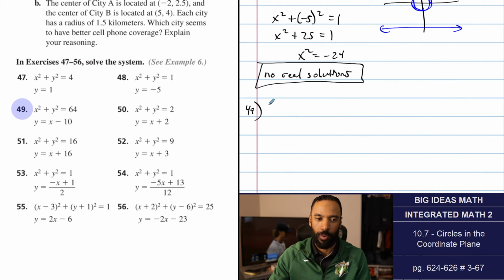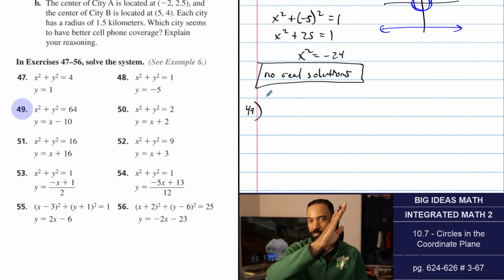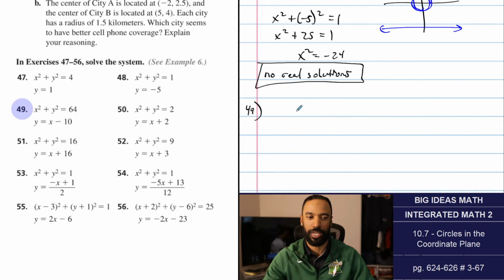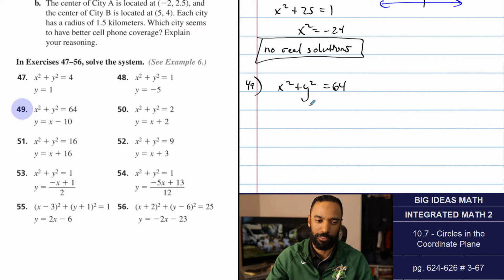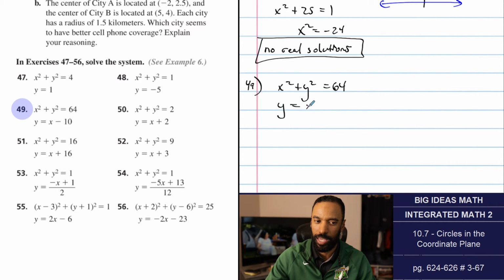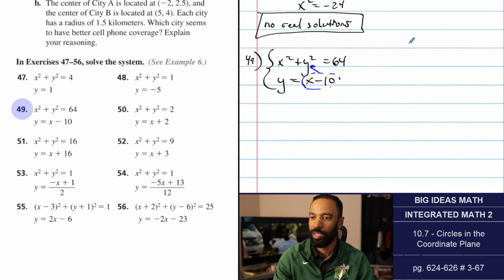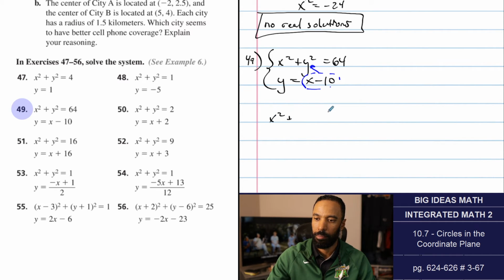This time we'll have y equals... now the graphs, if you look linearly, will do more of this kind of thing. So x squared plus y squared equals 64. Looks like your centers are at the origin quite often for these ones. And y equals x minus 10. Now x minus 10 will substitute for y in this equation. So we'll have x squared plus x minus 10 quantity squared equals 64.